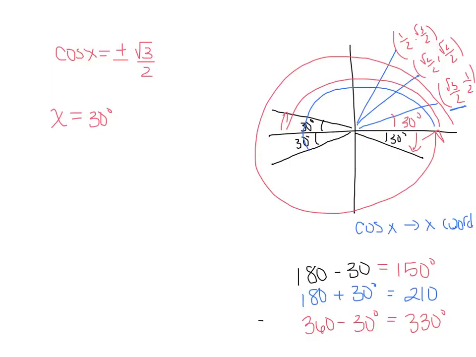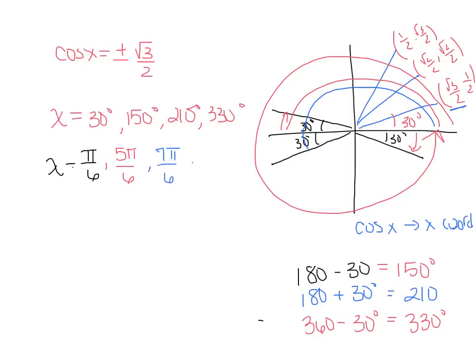So we have our four answers. Our four answers are 30, 150, 210, and 330 degrees. Or if you want your answers in radians, 30 degrees is pi over 6. 150 is 5 times that, so we get 5 pi over 6. 210 is 7 times that, so we get 7 pi over 6. And 330 is 11 times that, so we get 11 pi over 6. And those are your four answers.